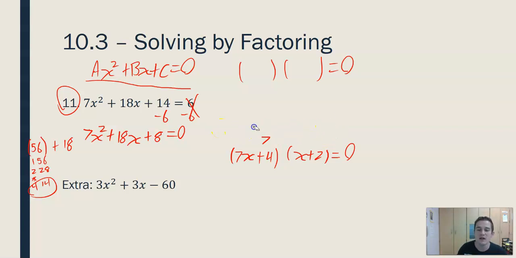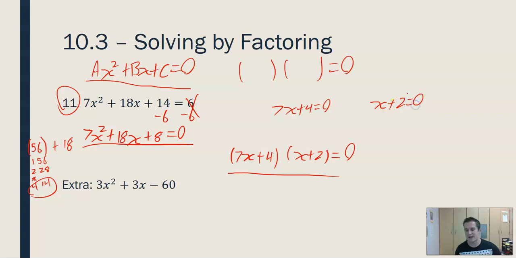So I rewrote this quadratic expression right here in factored form, which means now I can use the zero product property to solve it. Because if I have two factors that are multiplied being equal to 0, if either of these factors is equal to 0, so if 7x plus 4 is equal to 0, or if x plus 2 is equal to 0, that will satisfy this equation and give me my solutions.